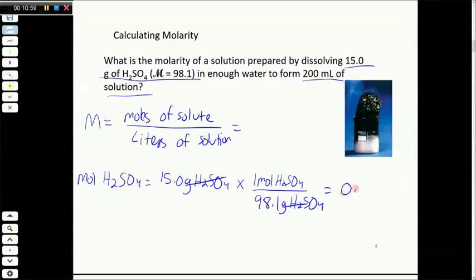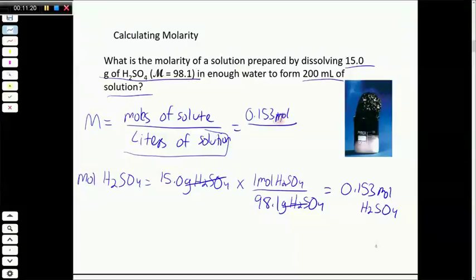Alright, so this solution has 0.153 moles of H2SO4. And then what we need to find is the liters of solution, which is the other part of this. So we can put that up here, 0.153 moles. And then for liters, this is where you have to, again, be careful with units. In the laboratory setting, milliliters is the much more common unit, although molarity is defined per liter. So we need to always convert our volumes into liters if we're going to be using that.